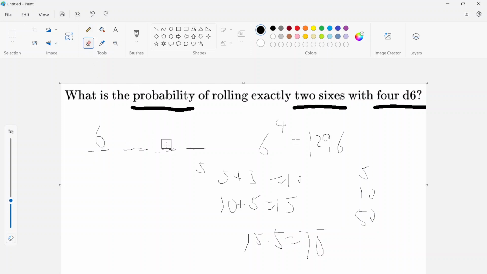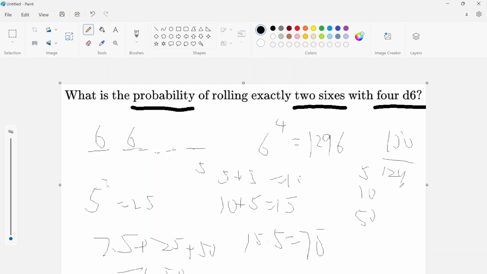And then once this becomes 6 as well, then these two couldn't be 6, so this could be 1, 2, 3, 4, 5, and this could be 1, 2, 3, 4, 5. That's just 5 squared, which is 25. And then we have 75 plus 25 plus 50, which is just 150. And 150 over 1296 is our answer.